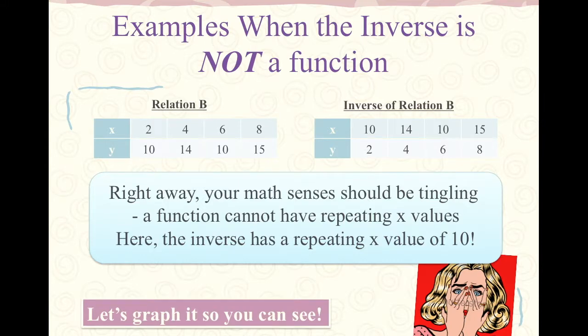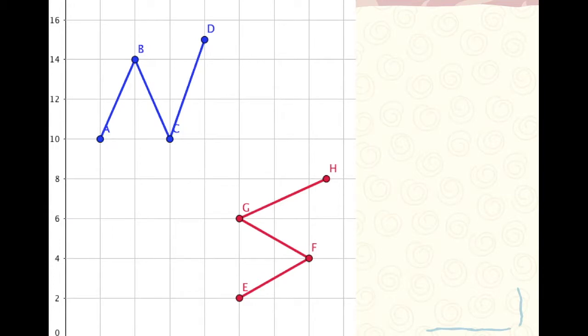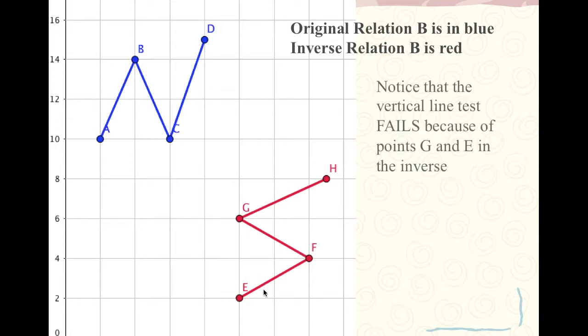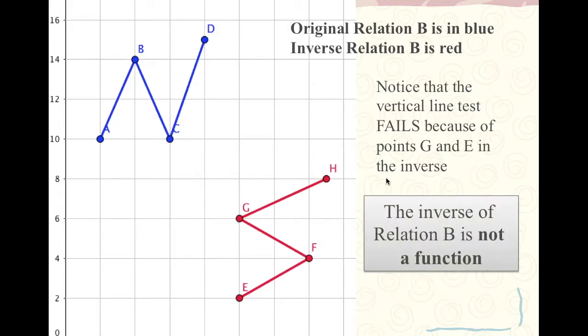So before we get to the conclusion, let me graph it so that you can actually see it. Okay, here it is. You can guess that original relation B is blue. So vertical line test checks out. But inverse relation B is red. For a reason too. If I do the vertical line test, it fails. You'll see this because I'm crossing through it so many times, including points G and E, which both have x equal to 10. Okay, so in this case, the inverse of relation B is not a function. Our tingling math senses were correct.